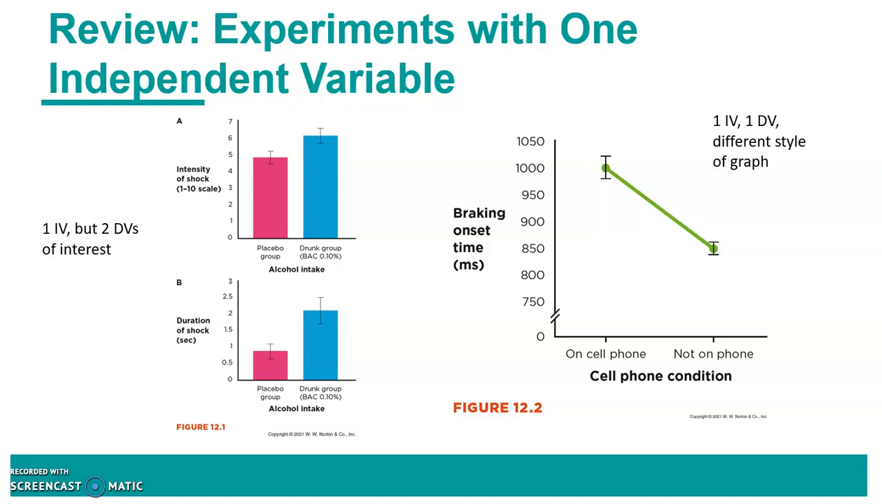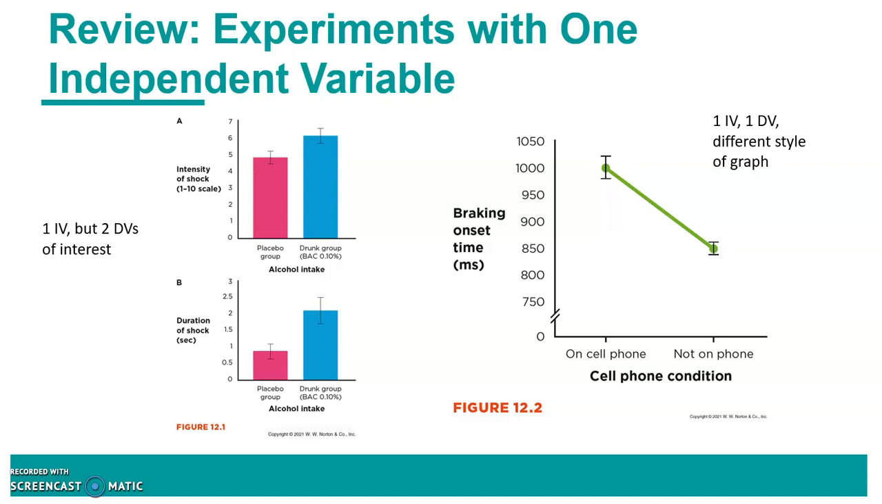And one example is you've got a placebo group and a drunk group, one that gets alcohol, and then you measure a couple of measures of aggression. So the dependent variable here is a measure of aggression, intensity of shock, and then there's another dependent variable, the duration of the shock. But there's still just one independent variable, and that's the group, okay, the placebo group or the drunk group. So this was the manipulation. This was the dependent variable that depended on that.